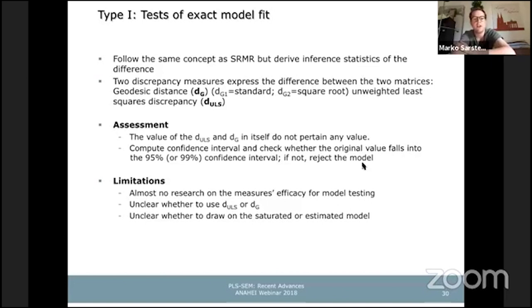The issue with DULS and DG is that the absolute values don't tell you anything because they depend on the scaling of the data. So we have to look into the inference statistics. Same thing here, we check whether the original value falls into the 99% confidence interval. If it does, it's fine. If not, we would have to reject the model. Same thing here, we don't have large scale simulation evidence of these criteria's performance. We don't have clear guidance whether to use the geodesic or the unweighted least squares discrepancy. And same as before, what does a model implied correlation matrix look like?